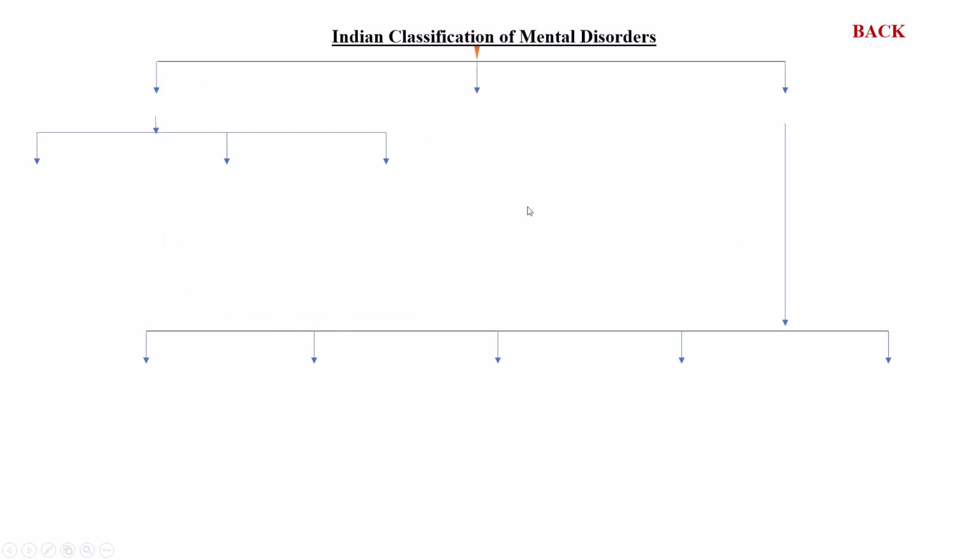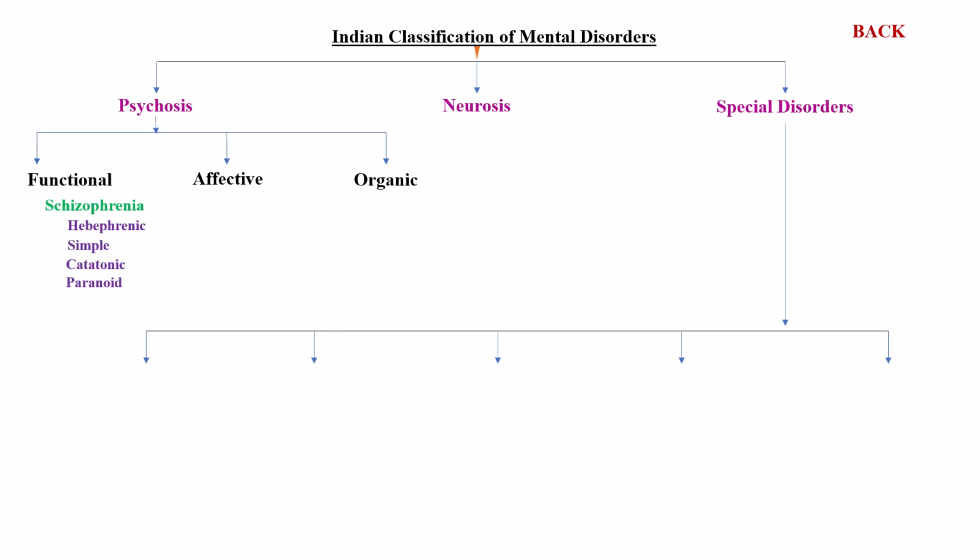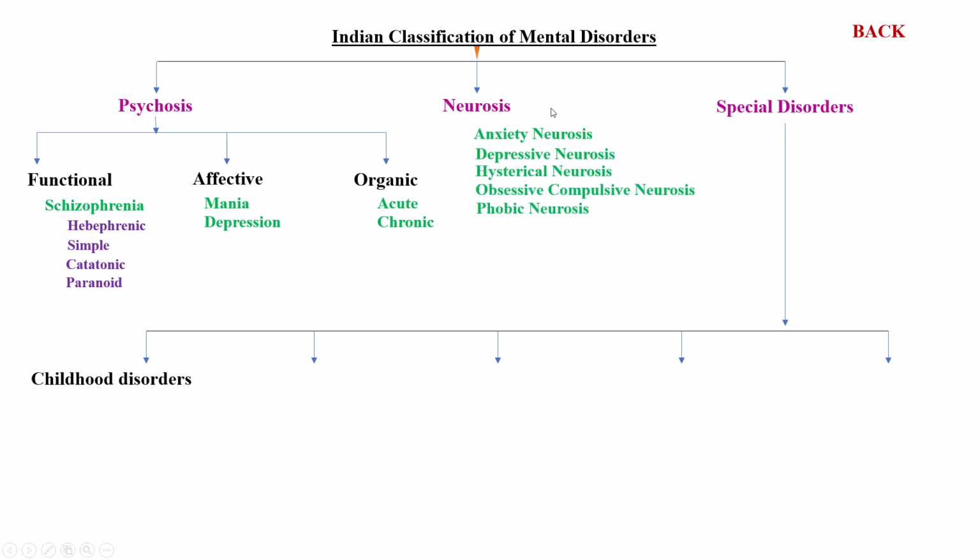In the Indian classification, all mental disorders come under three categories: psychosis, neurosis and special disorders. Psychosis is again classified into three: functional, affective and organic. In functional, there is schizophrenia, under which simple, catatonic, paranoid and many other types are there. In affective, there is mania and depression. In organic, acute and chronic organic disorders come under this. Then neurosis: anxiety neurosis, depressive neurosis, hysterical, obsessive compulsive and phobic neurosis.